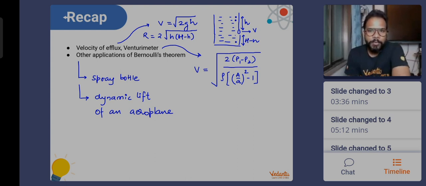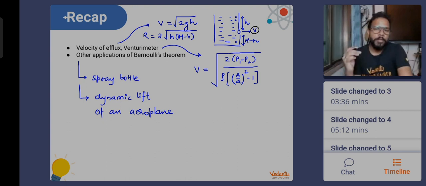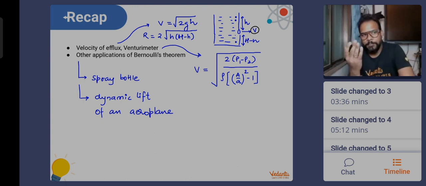in which liquid is filled, and if you create a hole at some depth h, then the velocity with which your liquid is going to come out is under root 2gh. Remember, this H is the height above the hole to which the liquid is filled, and H minus h is the vertical distance of the ground from the hole. So if you want to find out how far horizontally your liquid is going to fall, it's going to be 2 times root of h into (H minus h). That's the range to which your liquid is going to fall and hit the ground. Right? That's basically velocity of efflux.